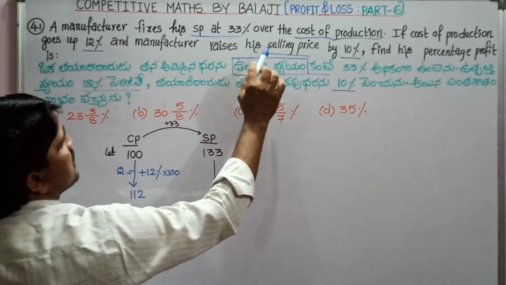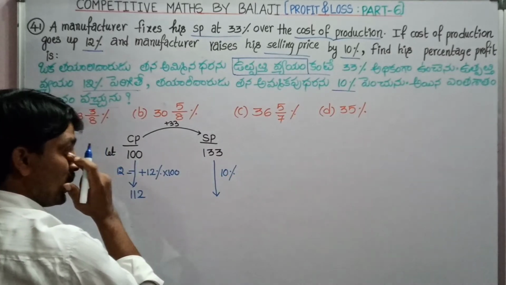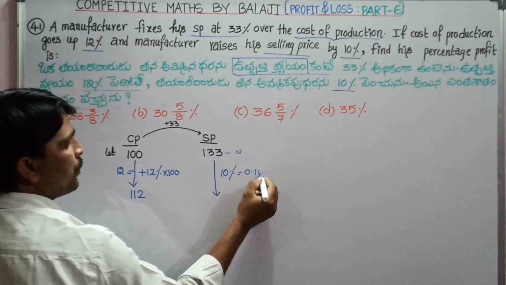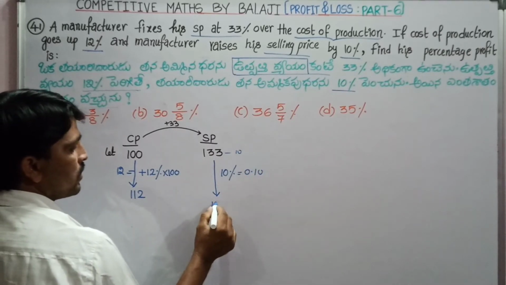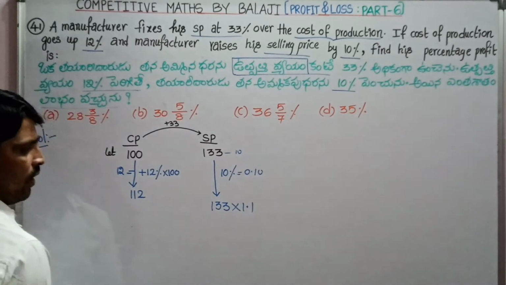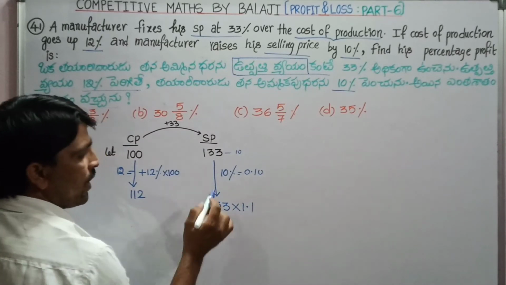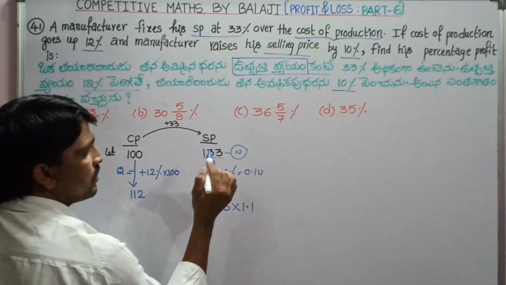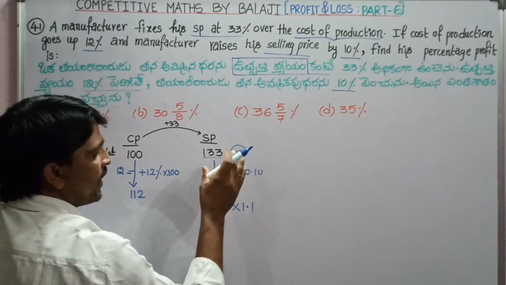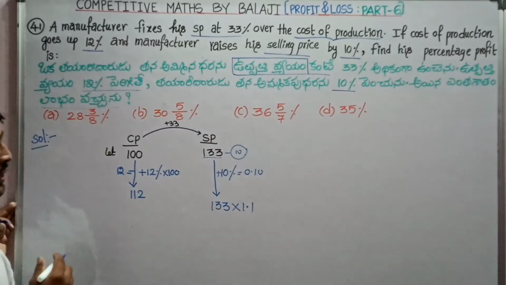The manufacturer raises his selling price by 10%. 10% increase. Let it be 1 unit. 10% means 0.1 unit is increased. Finally, SP becomes 133 times 1.1 or 1.1 times 133. That is the scaling factor. Let it be 1 unit, then there is an increment of 0.1 unit. So finally it becomes 1.1 times the SP 133.